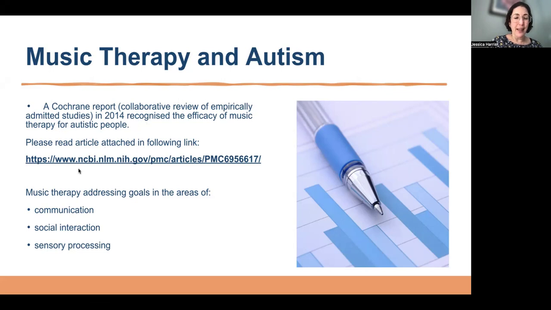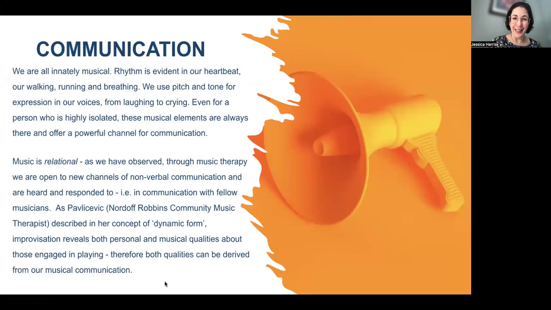Cochrane reviews are made available publicly, and this one we can read online, and we've attached the link just below there. The Cochrane report said that within the area of music therapy and autism, music therapy can address goals in the areas of communication, social interaction, and sensory processing. So let's look at the area of communication.